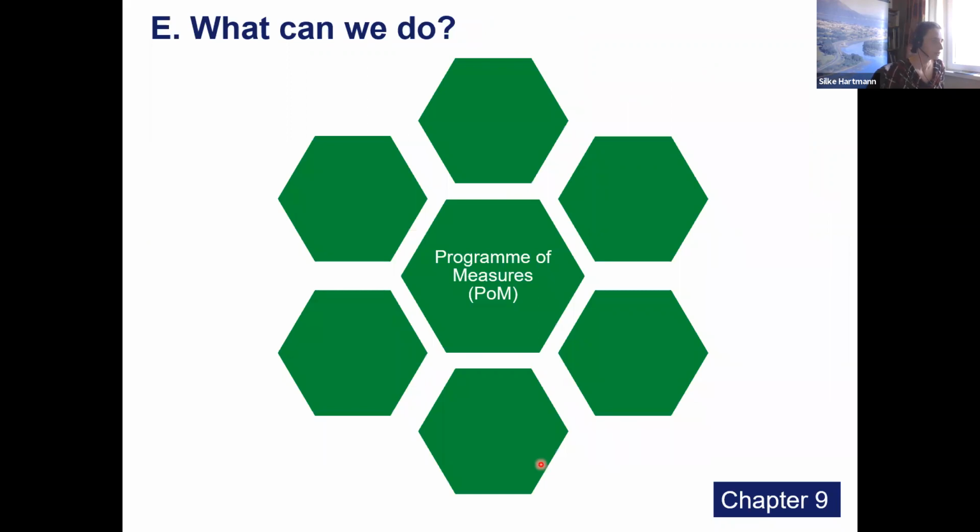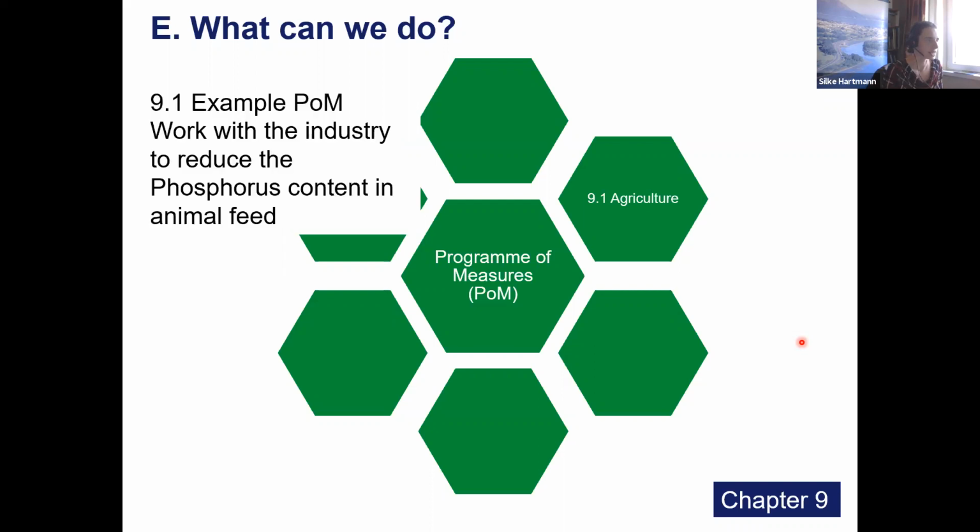So what can we do then? Chapter 9 of the draft plan is all about the draft program of measures, and it's divided into key sectors. I will now go through the key sectors and give just one example of a successful measure for each of those sectors. So the first sector is agriculture, and an example measure would be to work with the industry to reduce the phosphorus content in animal feed.